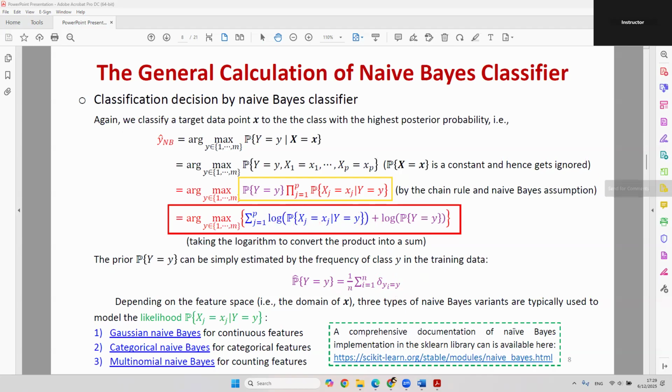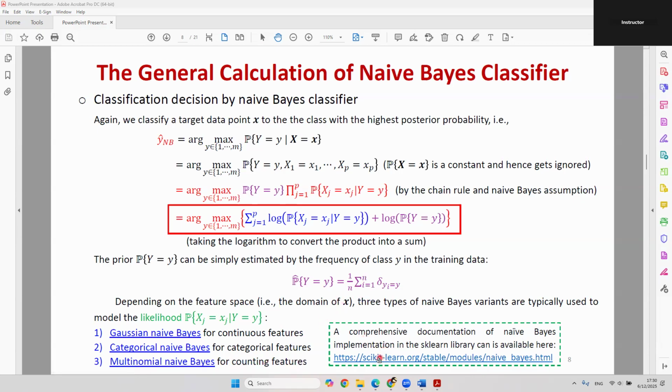Now the issue is how can I compute this likelihood function, which is given the label, x equal to x. There are many methods, but the most popular three, depending on different situations of the feature spaces, are these three, and these are the topics in this lecture. The first is called Gaussian naive Bayes, which corresponds to continuous feature space. The second one is categorical naive Bayes, which corresponds to categorical features, which are discrete features. And the third type is called multinomial naive Bayes, which is for counting feature space.